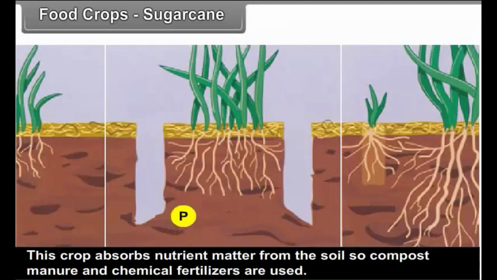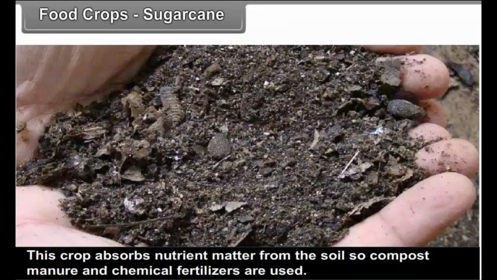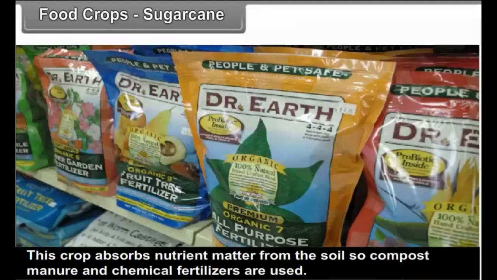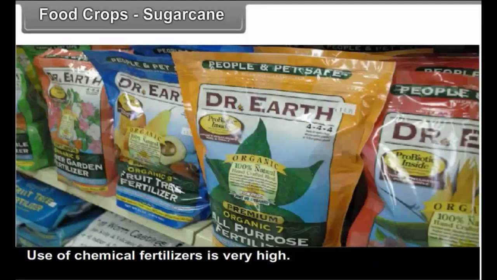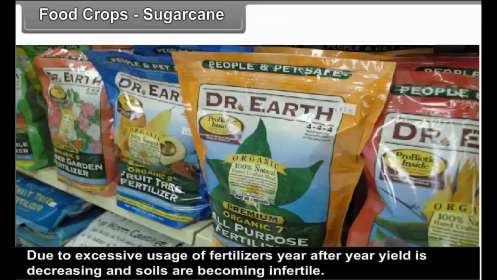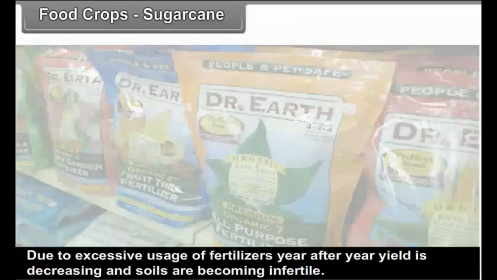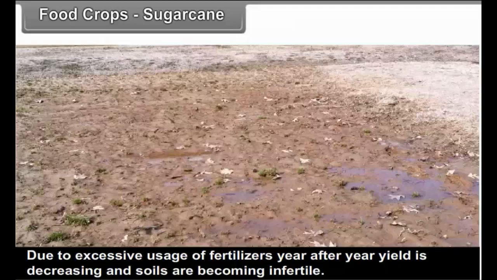This crop absorbs nutrient matter from the soil, so compost manure and chemical fertilizers are used. Use of chemical fertilizers is very high. Due to excessive usage of fertilizers, year after year, yield is decreasing and soils are becoming infertile.